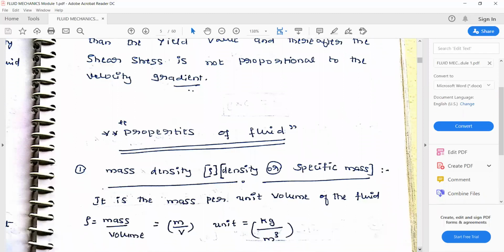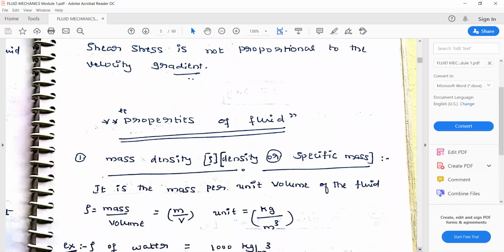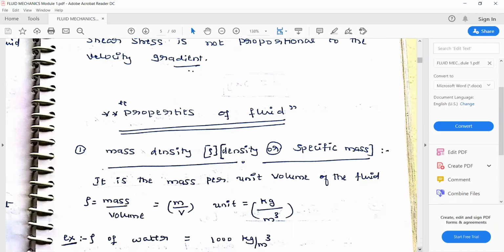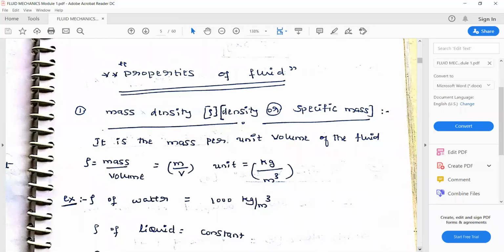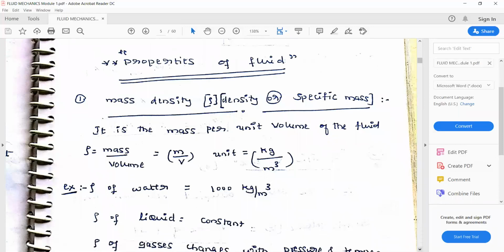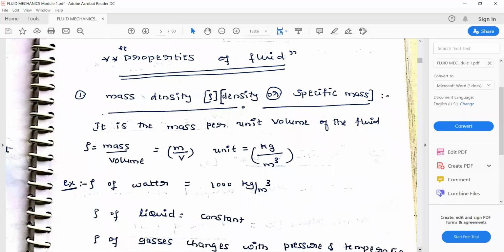Guys, next very important, that is properties of fluids. From here we are going to study what are the different properties of the fluid. Till now we have discussed what is fluid mechanics, what are the different branches of fluid mechanics, and what are the different types of fluids. Next we are going to study properties of fluid.